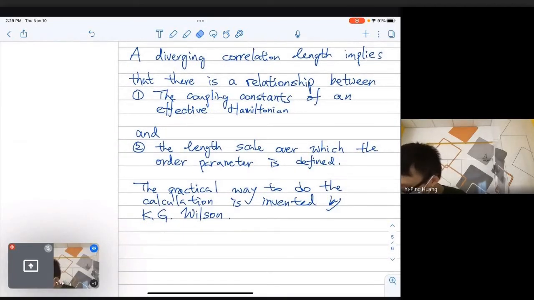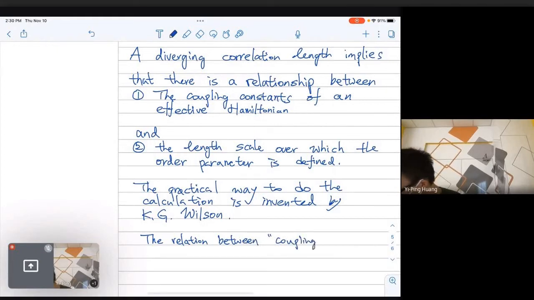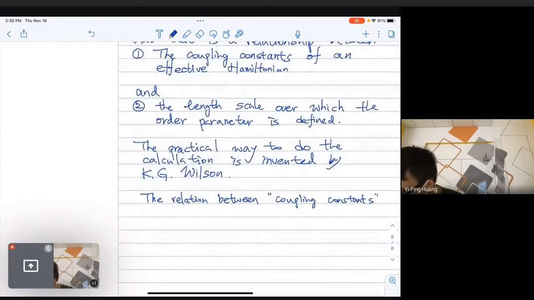So what do I mean by can be calculated? What I mean by that is basically the framework gives us the possibility such that the relation between the coupling constants at different length scale... I'll explain what different length scale means a little bit later, but at this moment I'll just write down the statement.